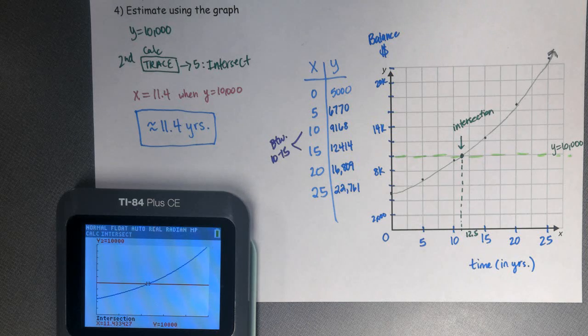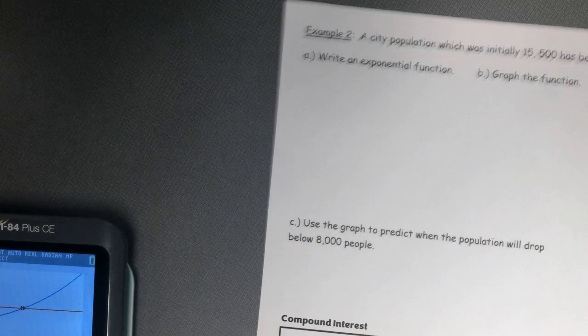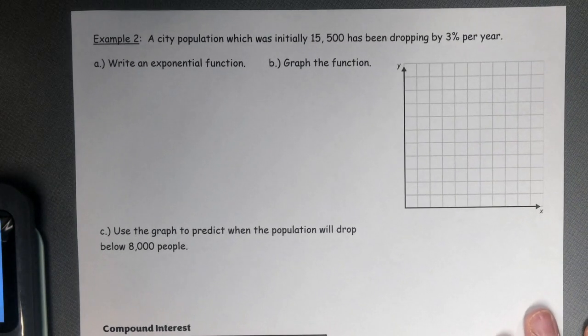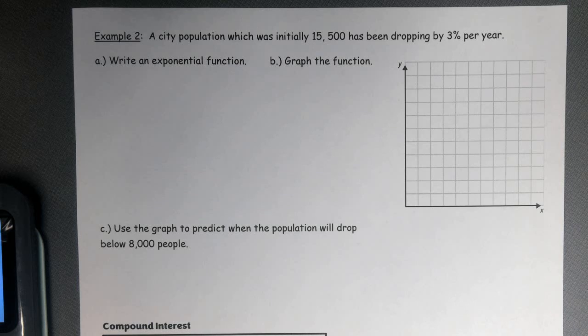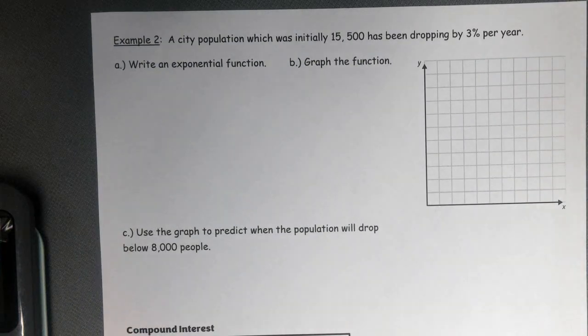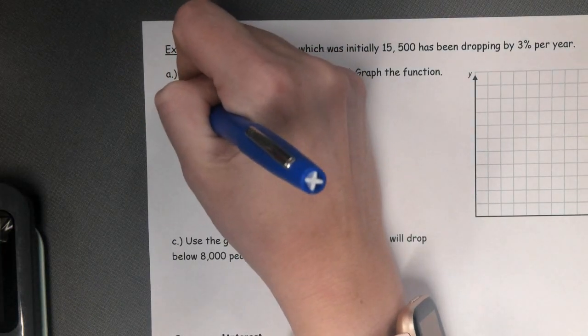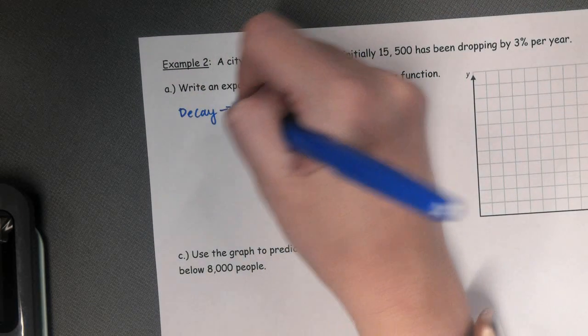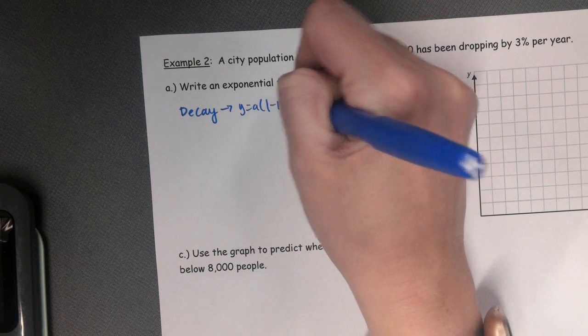All right, then I want you guys to try example 2. I want you guys to write an exponential function. Yep, so when you're writing an exponential function, keep in mind, is it growth or is it decay there? Okay, so I want you to try. And what was the key word that let you know it was decay? Yep, so if it's dropping, it's going to be decay. So that's how you know it's the 1 minus your R value.